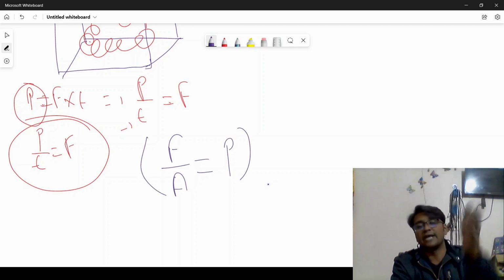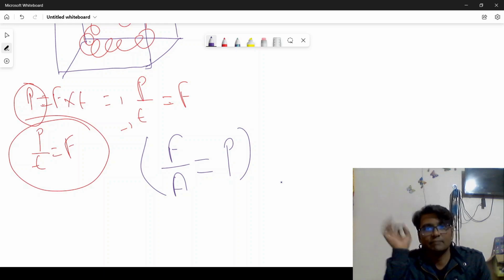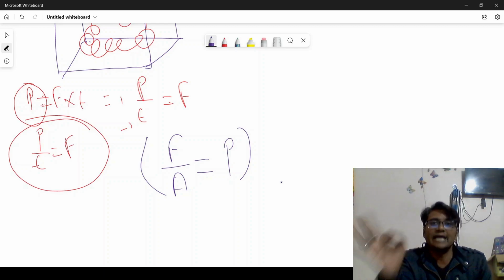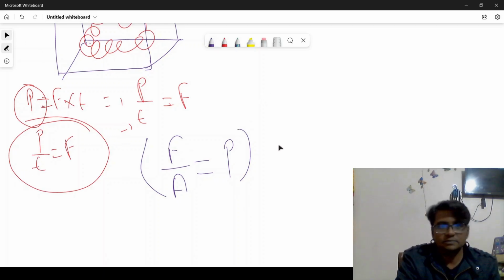So here you define the pressure of the gas on the wall of the surrounding: the bombardment of the molecules of the gas in motion on the walls of the container per unit area is the pressure. Perfect. Okay, fine. Now, what is the next one?